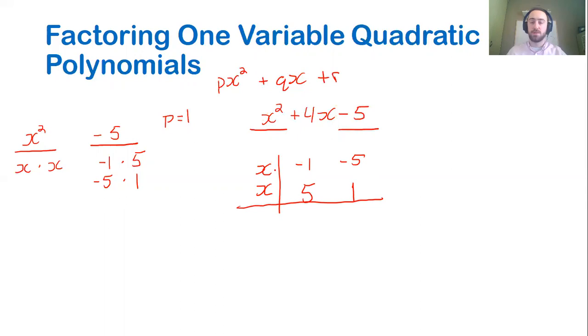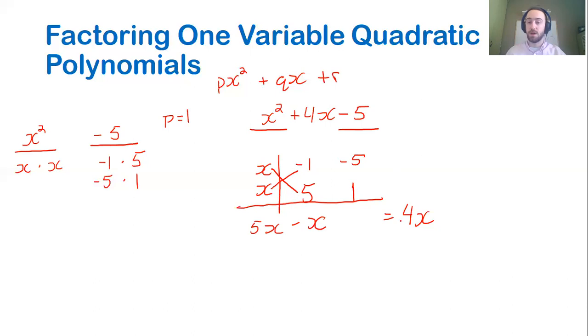So let's go ahead and cross multiply out our factors. So we have x multiplied by 5 and x multiplied by negative 1. So first, x multiplied by 5 is simply 5x. X multiplied by negative 1 is simply negative x. We go ahead and add up our bottom line, and we have 4x. This is our middle term. Great. So these are our factors.